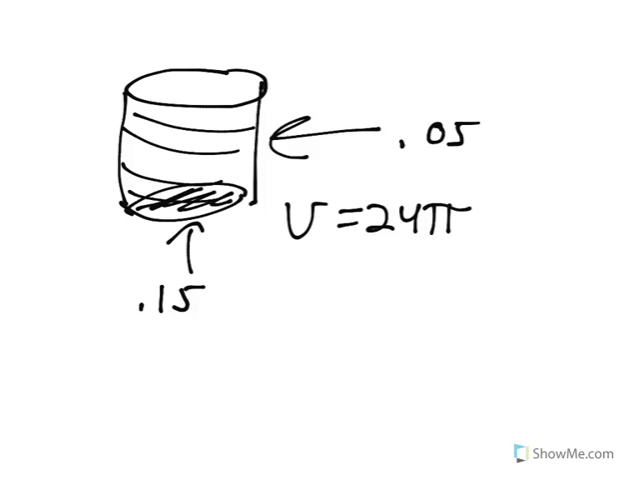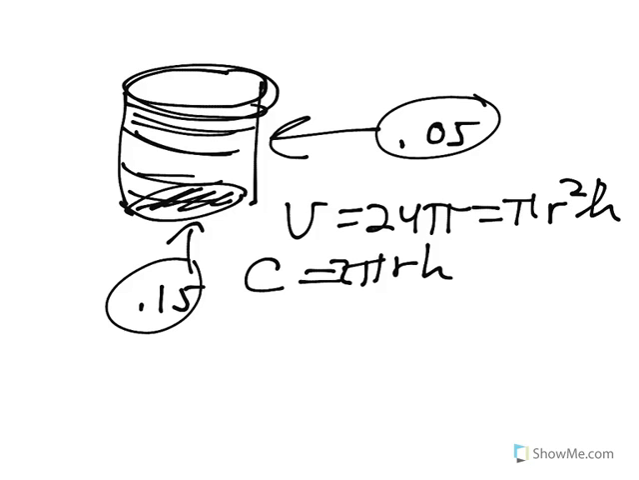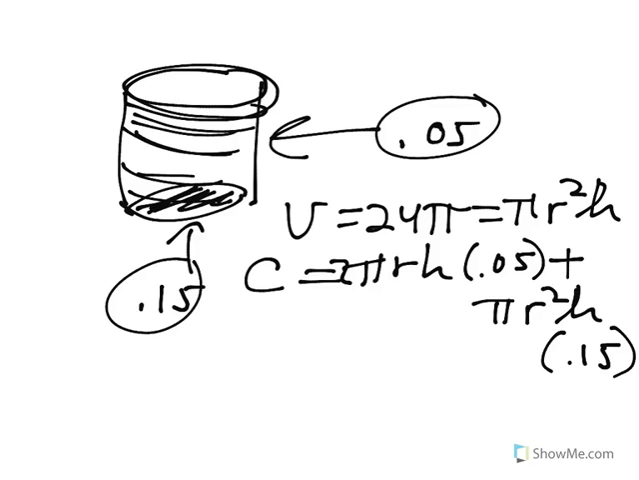Now, the volume of a cylinder is pi r squared h, and we want to minimize the cost. Now, the cost is kind of like the surface area, but the cost of the sides and the bottom get factored in. So, 2 pi rh is what's called lateral surface area. That's the area of the sides. That needs to get multiplied by 0.05. And the bottom, the one and only bottom, is pi r squared h. And that has to get multiplied by 0.15.